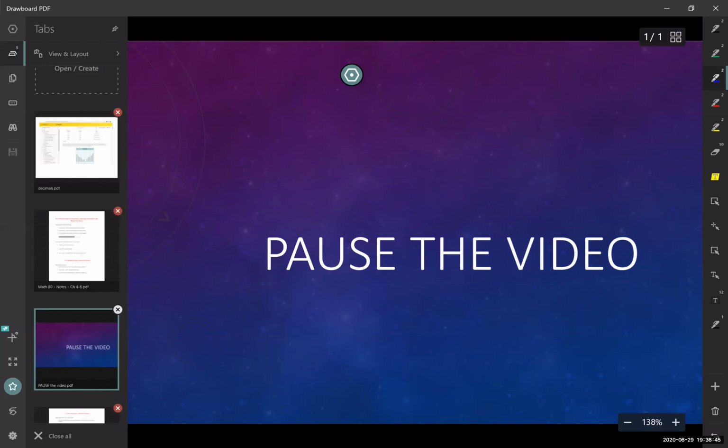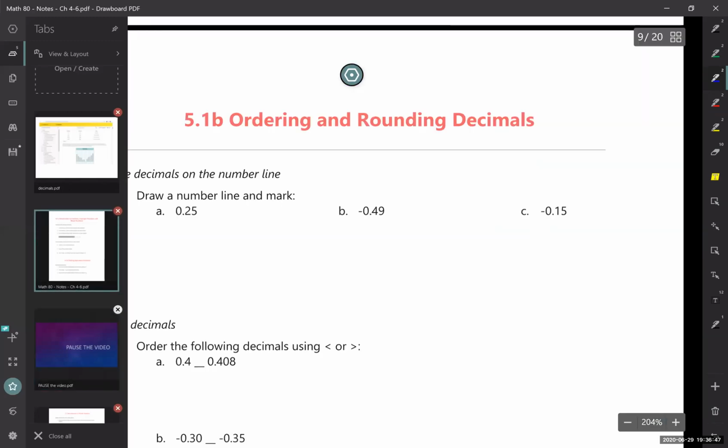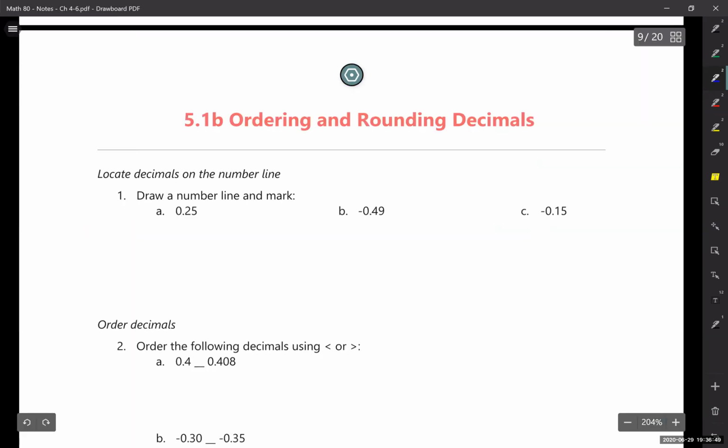And we're back. So we're going to do section 5.1b, ordering and rounding decimals. So ordering means draw it on the number line, and it means greater than or less than. It just means what numbers go in what order.